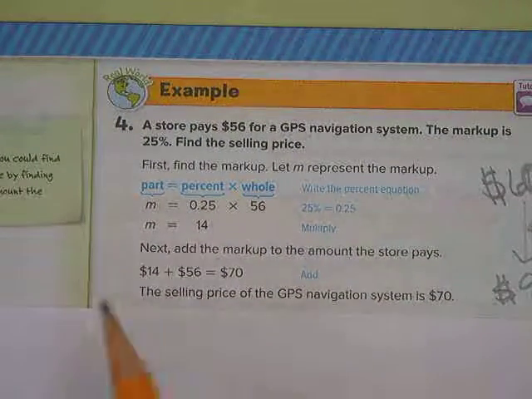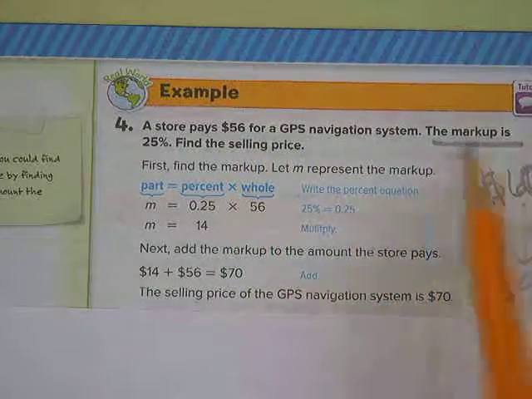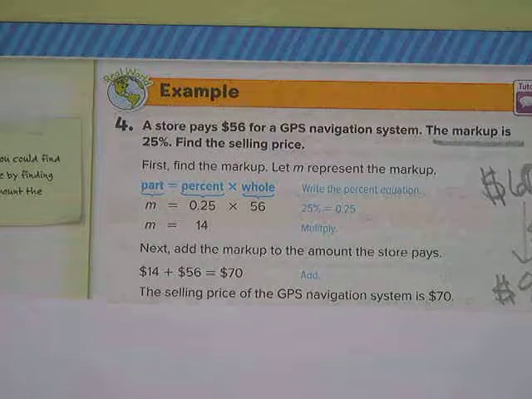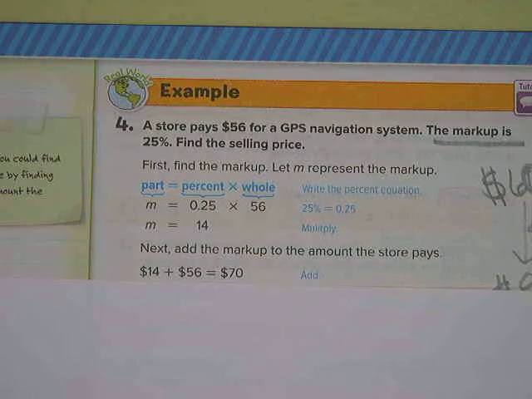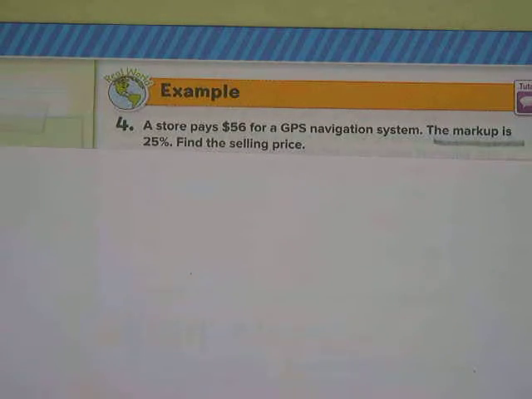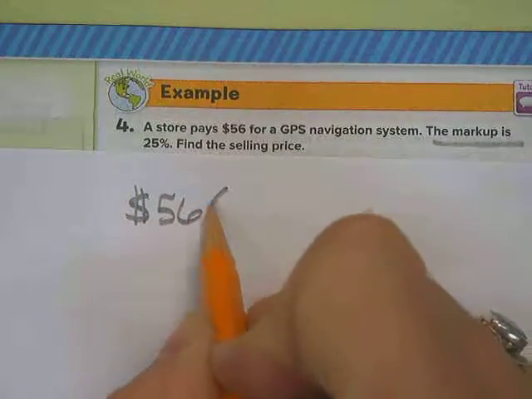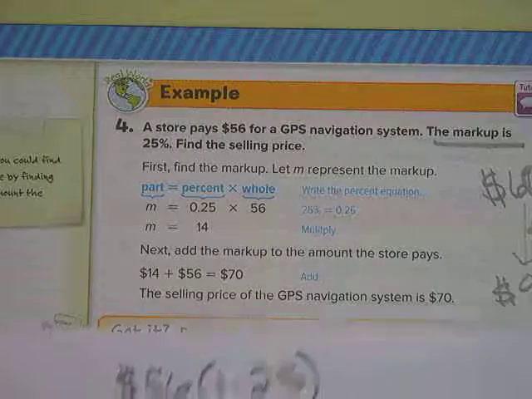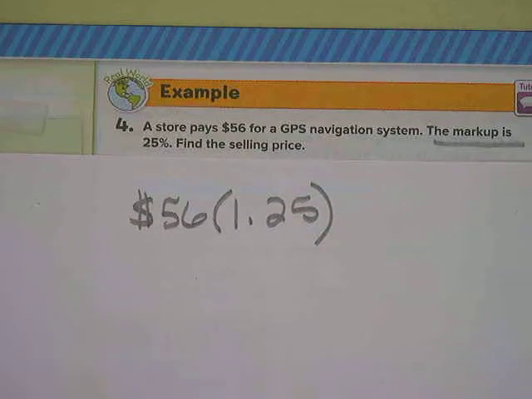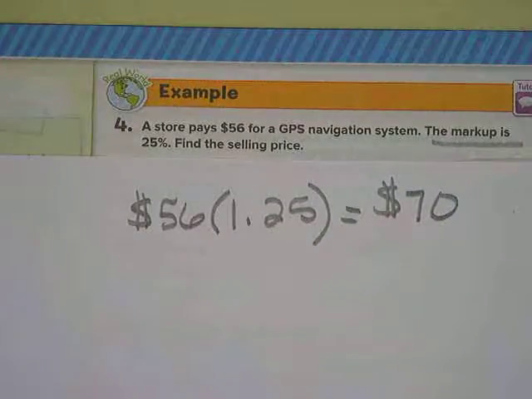So let's look at example 4. A store pays $56 for a GPS navigation system. The markup is 25%. Find the selling price. Okay, so if you go down here, we've got $56. We're going to mark it up 25%. So since it's a markup, we're putting a 1 in front of it. So when you multiply 56 times 1.25, you get $70. So the final selling price is $70.